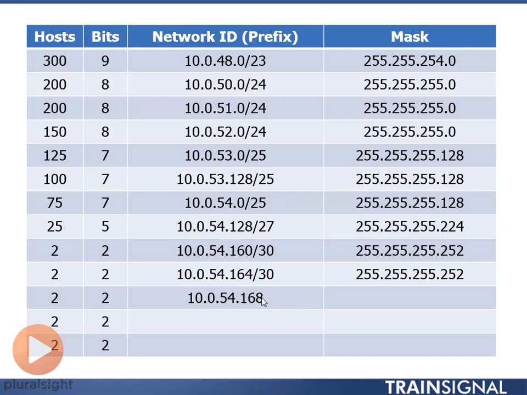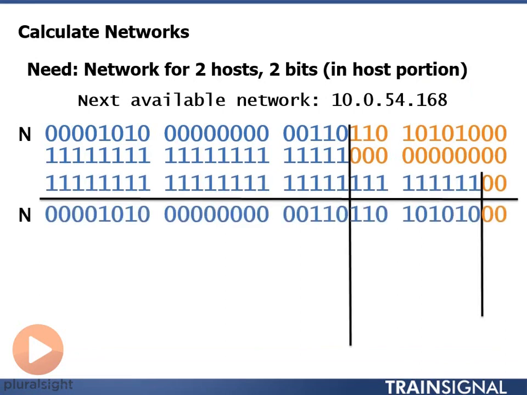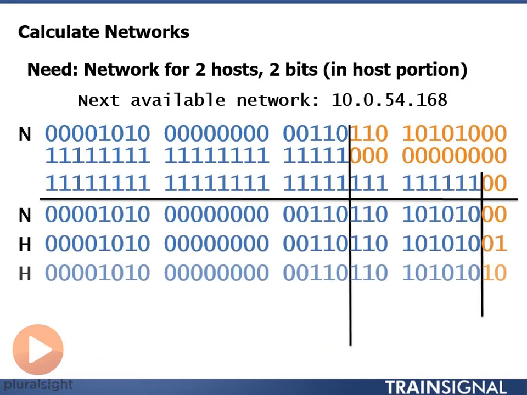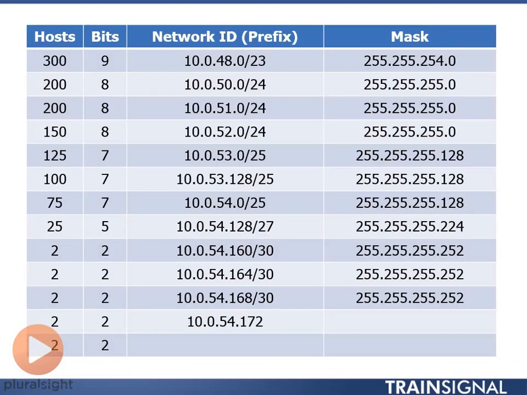So we should be able to predict and see that 172 should be the network after this, and 176 should be the network after that. So let's see if that works out that way when we do it in binary. So we put our 30-bit mask on, we find our network address, first host, last host, and broadcast, add 1 to our broadcast to get our next available network, and convert that to decimal, and sure enough, our next available network is 10.0.54.172. Let's do that again.